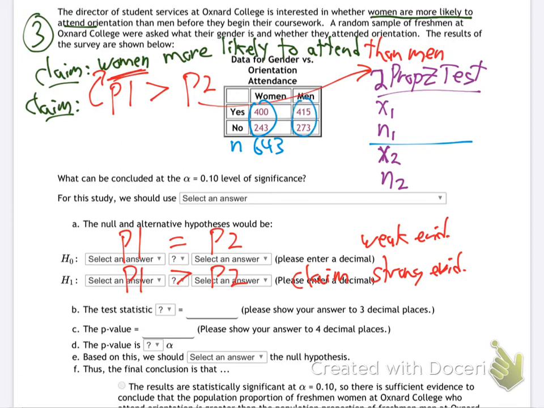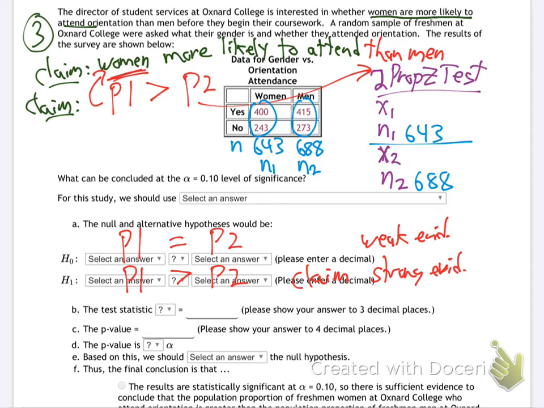And then for the men, we gotta add them up. So what's that going to be? 688 total men. Right? Some said yes, went to the orientation, some said no, didn't go to the orientation. Yeah, so you got to get those totals, huh? And so this is the N1 and this is the N2, because the women are the 1 and the men are the 2. So this will be the 643 and the 688. And what's the X1 and the X2?